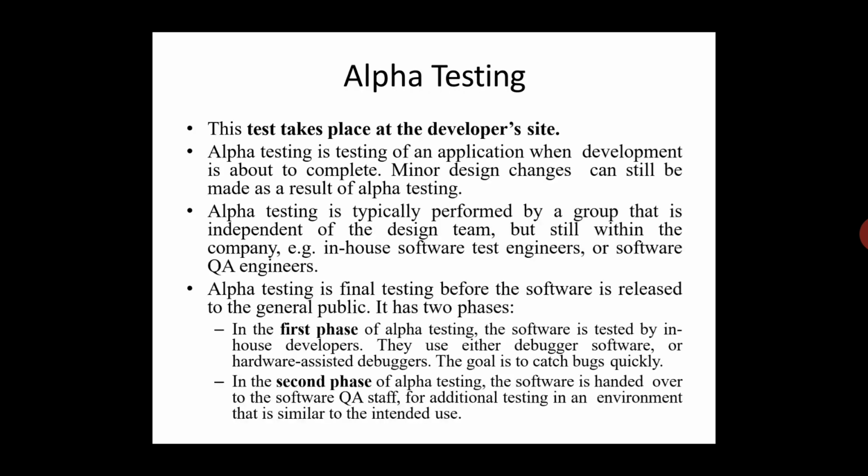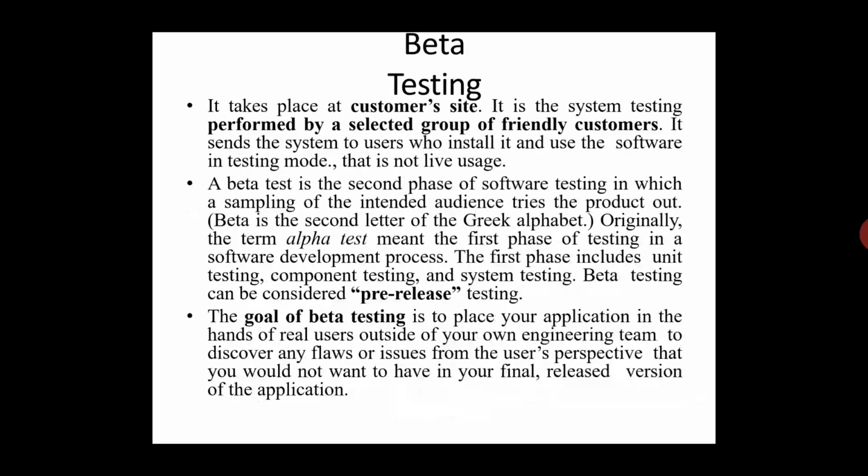Alpha testing: no need to write all these points here. Just assume this test takes place at the developer site. This alpha testing is testing of an application when development is about to complete. When a product is on the verge of completing, we conduct this alpha testing. Minor design changes can still be made as a result of alpha testing.